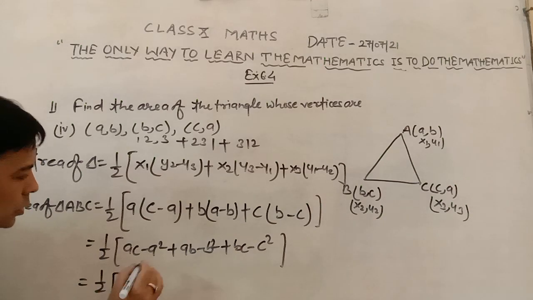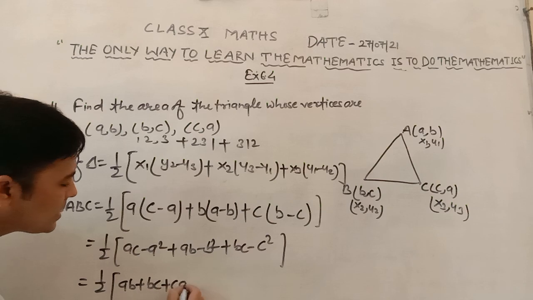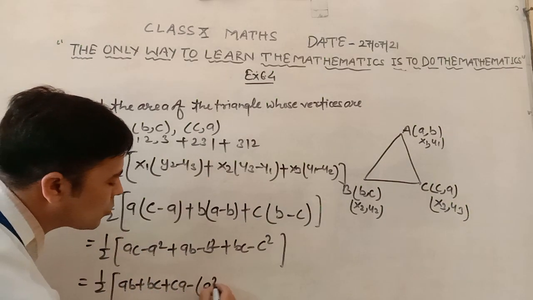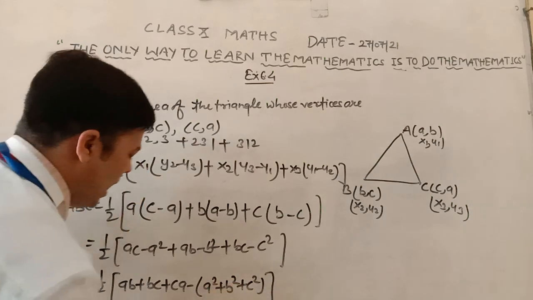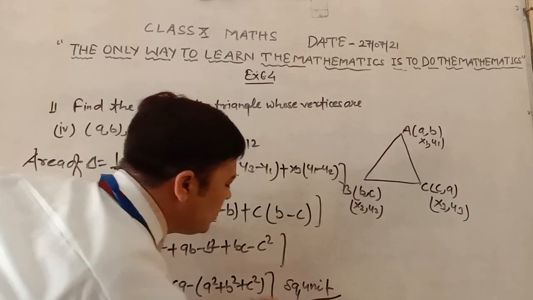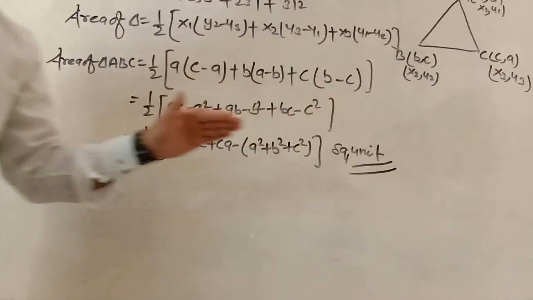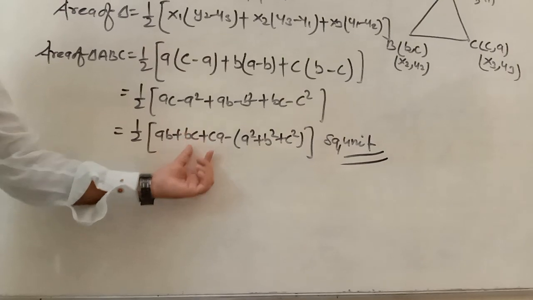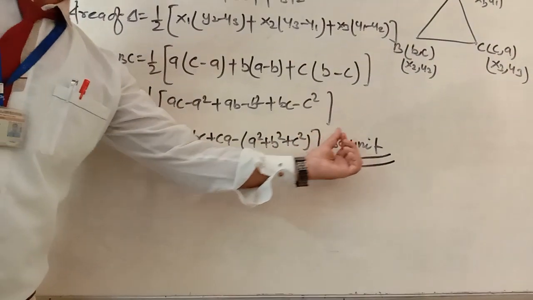This is 1/2 times [(ab plus bc plus ca), taking the minus sign common, minus (a square plus b square plus c square)], and adding the unit square unit. Since you are finding an area, it is in square units. So the area of triangle ABC is equal to 1/2 (ab plus bc plus ca minus a square plus b square plus c square) square units.